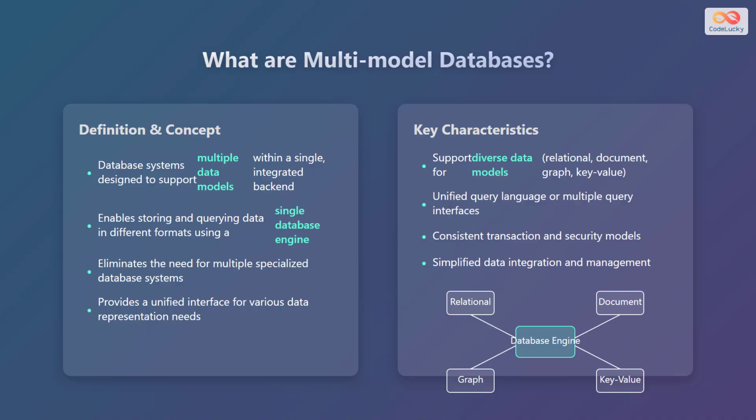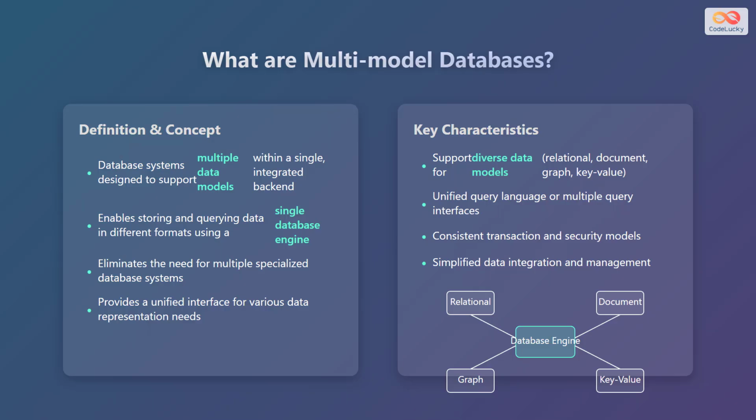Multi-model databases are database systems designed to support multiple data models within a single integrated backend. This means you can store and query data in different formats using a single database engine. The benefit is that it eliminates the need for multiple specialized database systems. Multi-model databases provide a unified interface for various data representation needs.